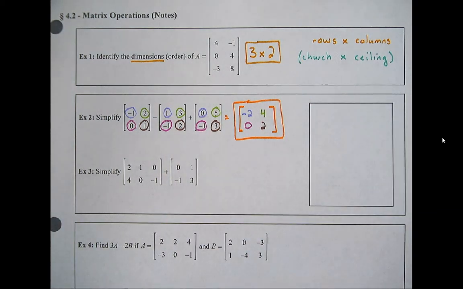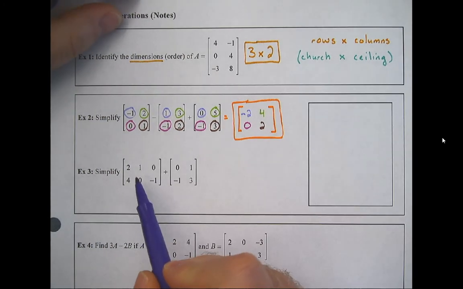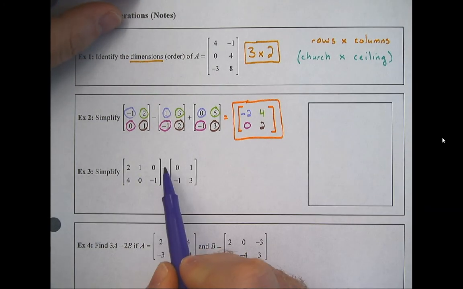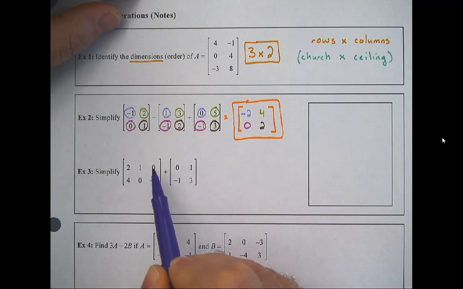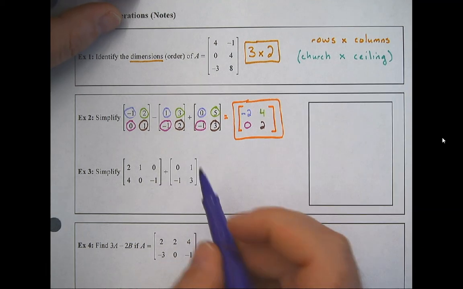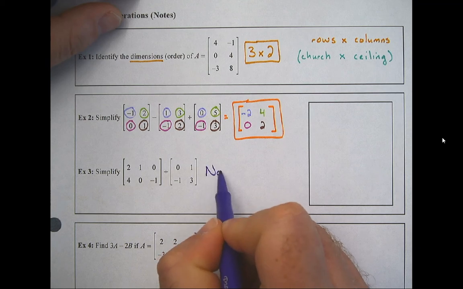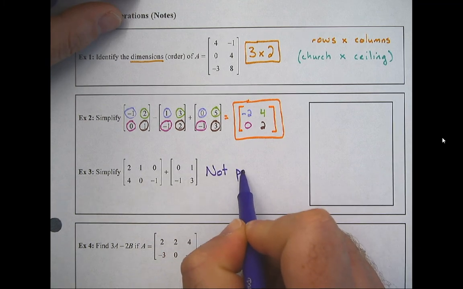Well, hopefully you didn't try too hard, because you'll notice that these two matrices do not have the same dimensions. And you must have the same dimensions to be able to add row 1, column 1, row 1, column 1, row 1, column 2, row 1, column 2. Everything's good until we run into row 1, column 3. There is no corresponding piece. This is not possible. It's not possible to add these matrices together.